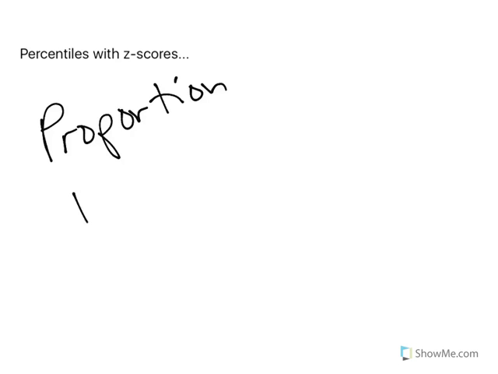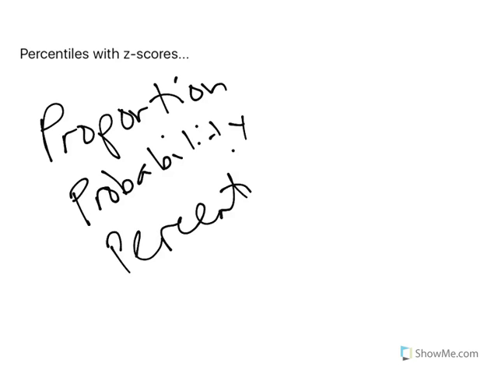Okay, we've played with z-scores in a few videos, and now we're going to talk about percentiles with z-scores. We talk about proportions, we talk about probability, and we talk about percentiles. The three P's are all pretty much the same when we're talking about probability or about z-scores. So when you find the proportion or the probability, you are also finding the percentile. We use our z-score to find those things, and we're going to continue to do so.